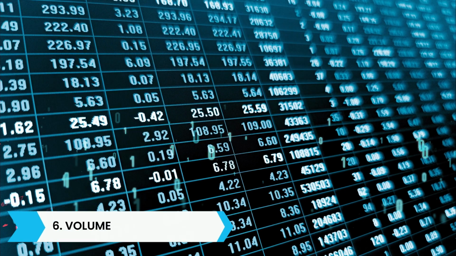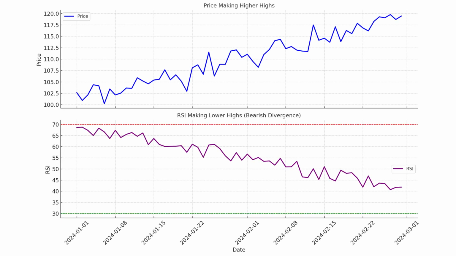The last indicator is volume. Now this isn't a line or oscillator, but it's probably the most underrated indicator. Volume shows how much of an asset was traded during a given time period. How to use it? Rising volume during a breakout equals a stronger signal. Low volume would call for caution.